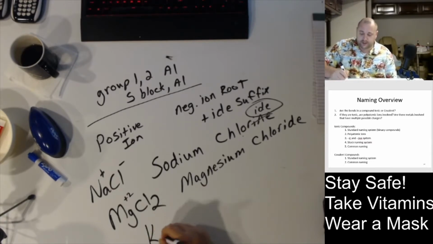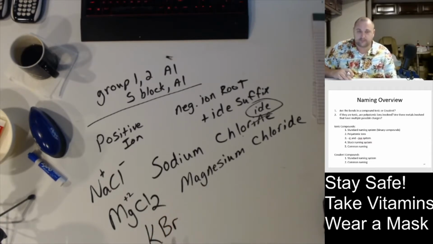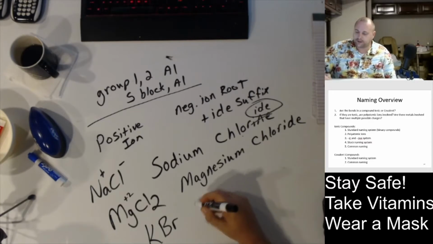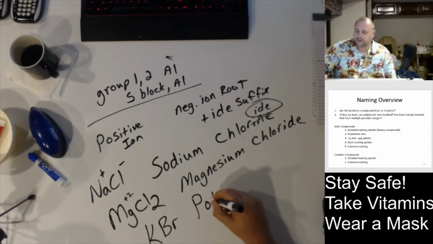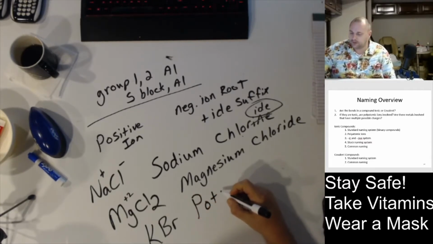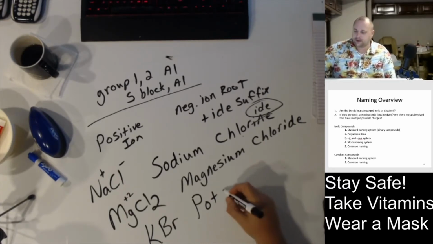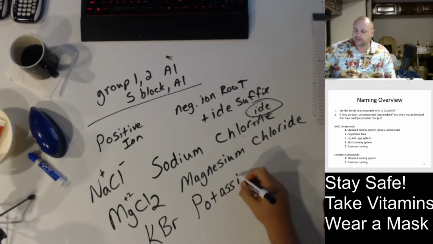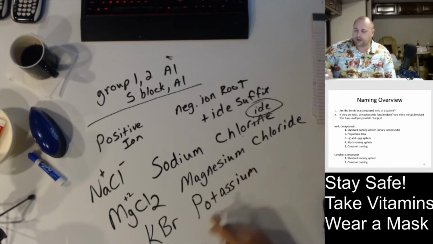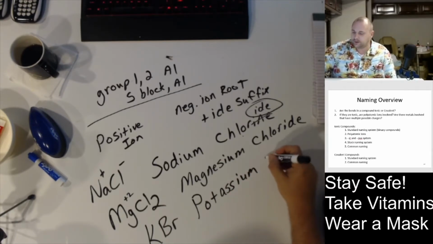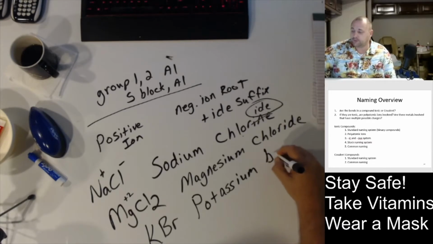Let's do another one. Let's do KBr. Potassium. Oh, man, I hated spelling this. Dear old Dr. Milligan told me how to spell this. He said, you spell pot, you spell ass, you spell eum. Potassium. And this bromine becomes bromide.